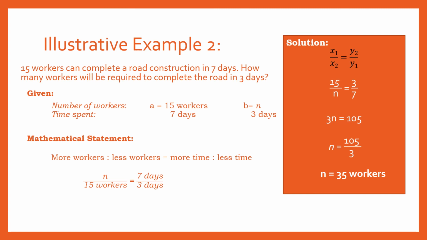Now let us cross multiply. n times 3 is equal to 3n, and 15 times 7 is equal to 105. To solve for the unknown, we will divide both sides by 3, so that will result to n is equal to 105 over 3. And if we divide 105 by 3, that will result to 35.